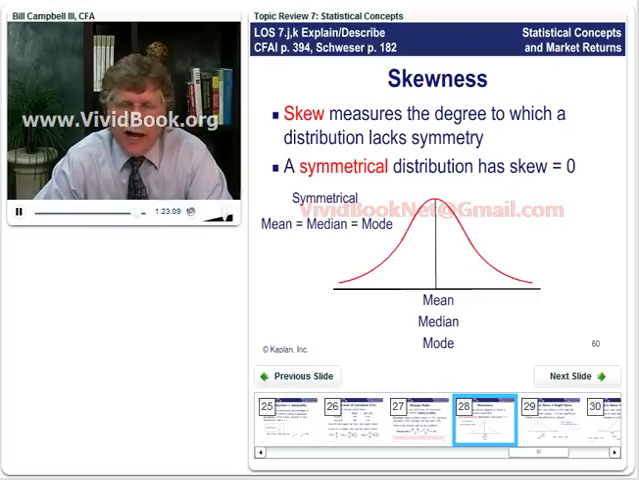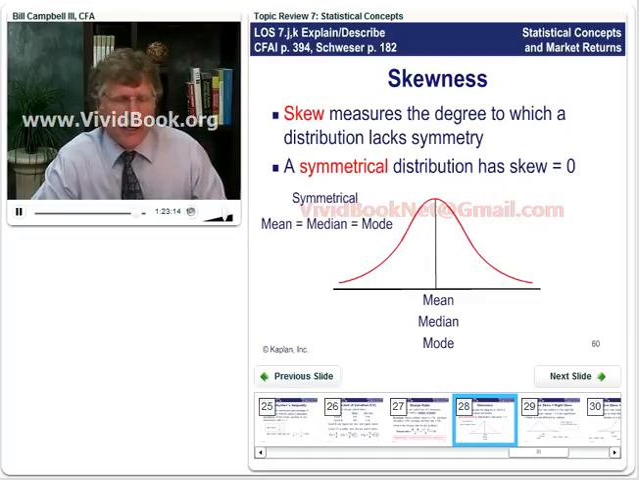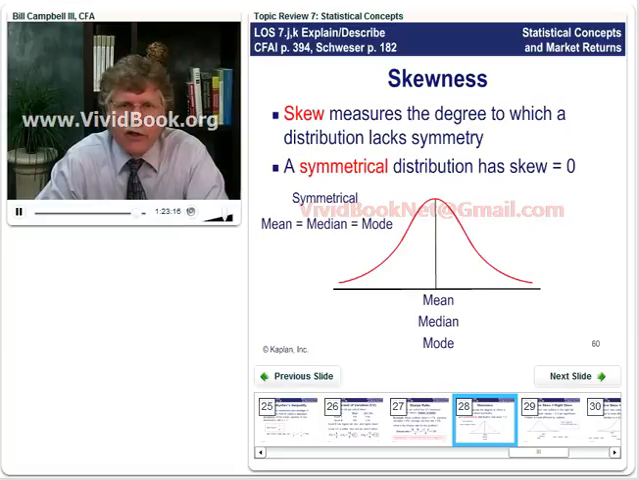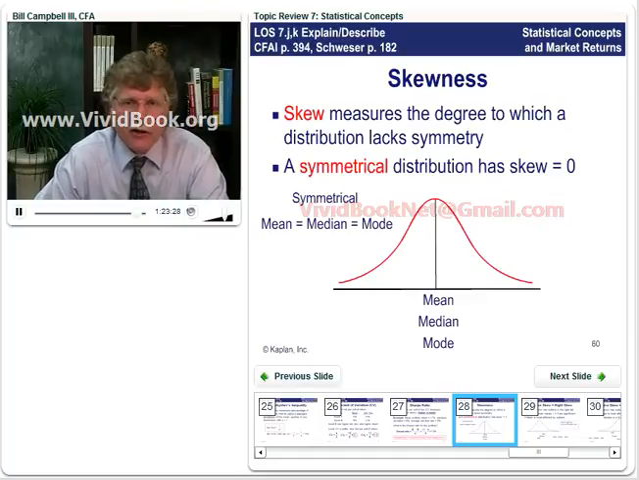Skewness measures that. In your textbook, in your study guide, they give you a formula for calculating skewness. The LOS does not say you have to be able to calculate it, it says you have to be able to describe it. I definitely would not spend a lot of time trying to memorize that formula for calculating skewness. They're going to tell you the skewness, or more likely, they're just going to ask you general questions about skewness.